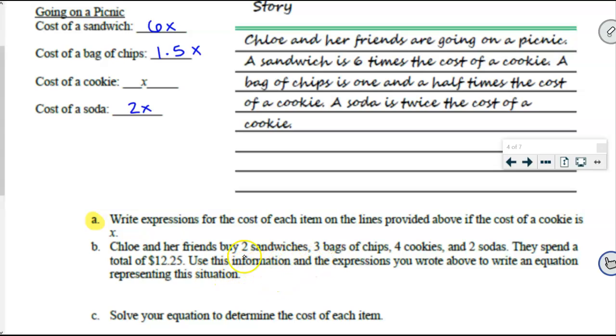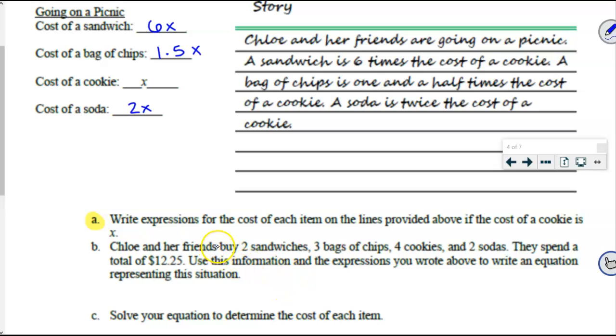Use this information and the expressions that we wrote above to write an equation representing the situation. I want you to just give it a try on your own. We'll go over it in a second, but I'm going to pause the recording. You guys give it a try on your own first. How can we write an equation that combines all of that information? Ready, set, go. All right.